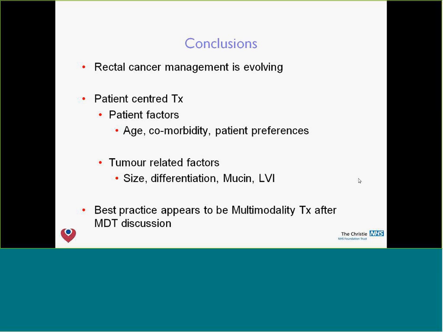So in conclusion, ladies and gentlemen, the surgery, at least in distal rectal cancer, is evolving. It is patient-centered treatment, not just looking at the tumor and saying this is what you need. We need to put in patient factors like age, comorbidity, patient preference, if you want to have a stoma or not, and to look at the tumor-related factors, the disease, mucinous tumor or not, lymphovascular invasion. If present, then there's a high chance the patient develops lymph node metastasis. And this is the reason why there is multimodality treatment and there is a need for multidisciplinary discussion. Thank you very much.